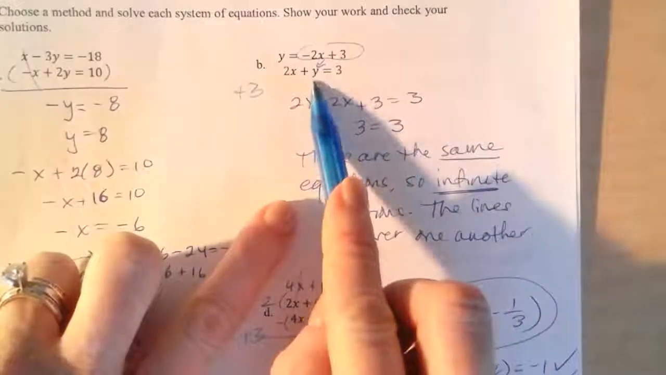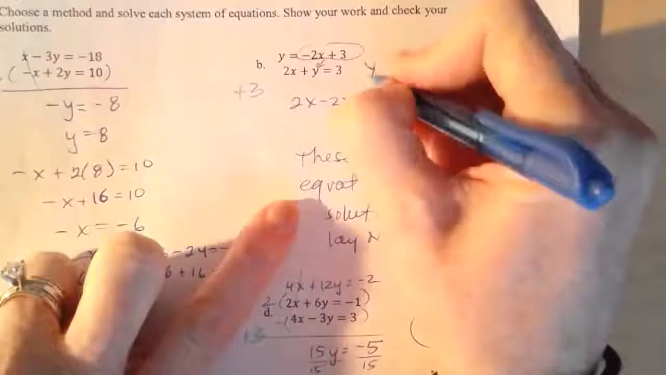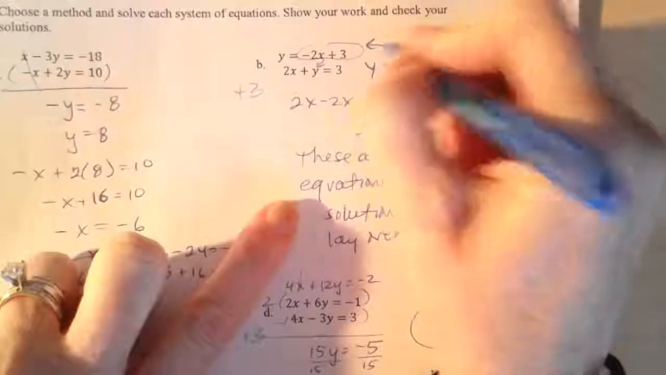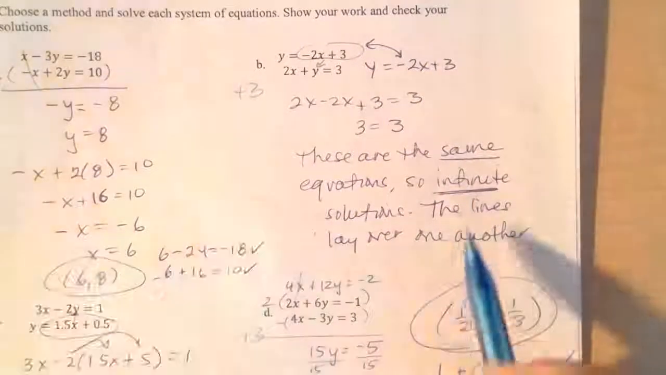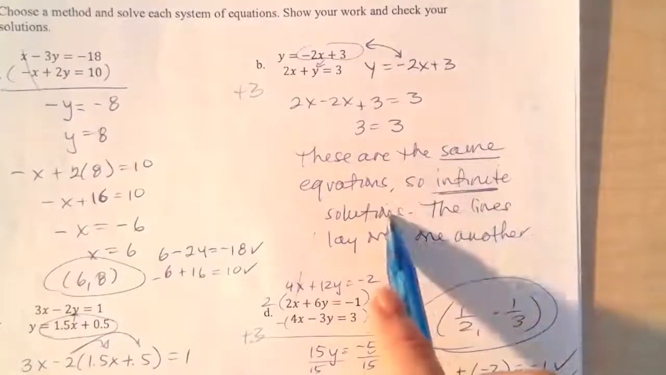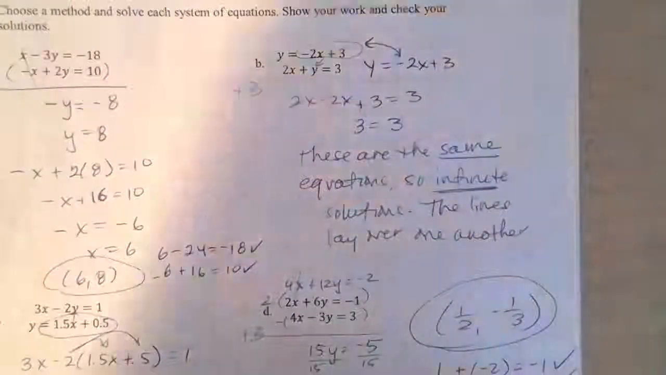I can rewrite this second one if I subtract 2x from both sides as y equals negative 2x plus 3, which is exactly the same as the first one. So this is the case where 3 equals 3 for any value of x. Therefore, they're the same equation and there are infinite solutions. The lines would lay right over one another.